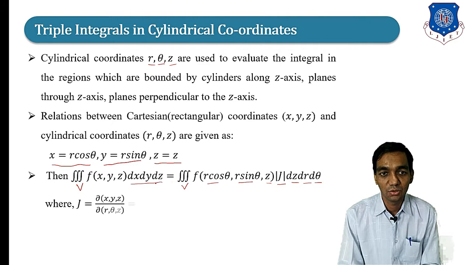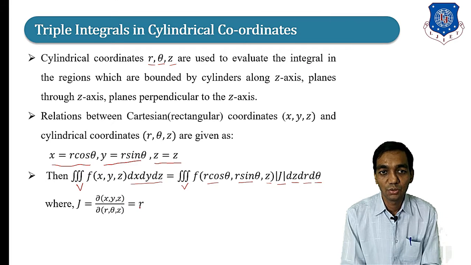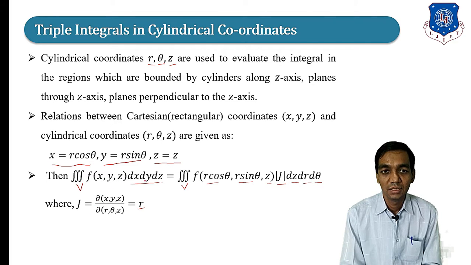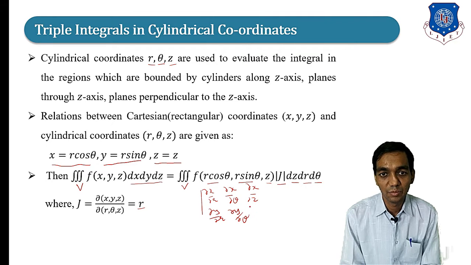So if you are going to find the Jacobian, then the Jacobian of x, y, z with respect to the new variables r, theta and z, it will be r. See, the Jacobian is found as we have found in double integration. First the derivative of x with respect to r, derivative of x with respect to theta, and derivative of x with respect to z. Same manner for y, and same manner for z: del z by del r, del z by del theta, and del z by del z.